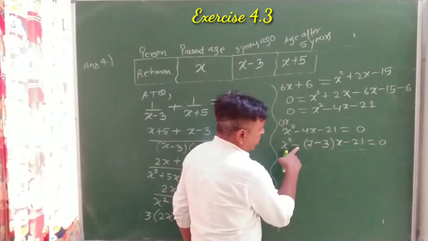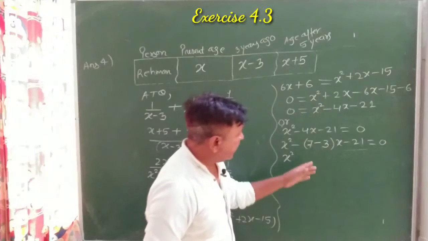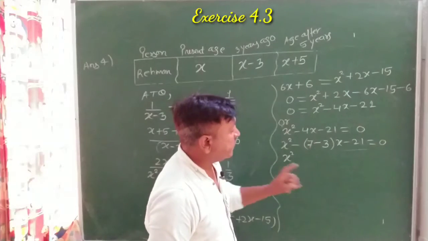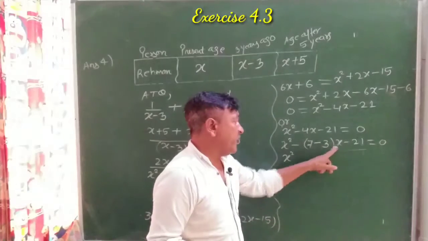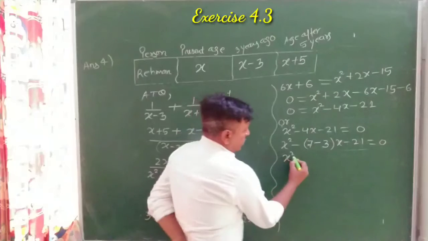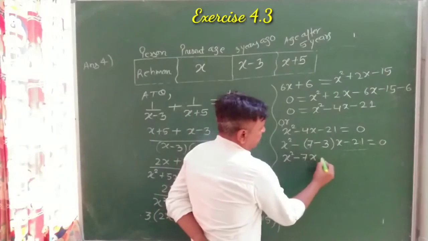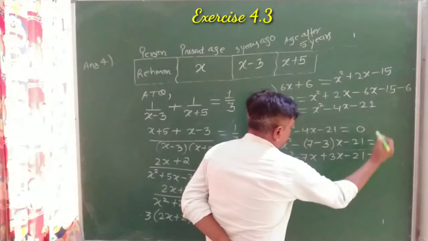X square, here is the minus sign. When the bracket opens, the sign of both the terms will get changed. Second thing, this x will get multiplied with 3 also, with 7 also and 3 also. So it will get minus 7x plus 3x minus 21 is equals to 0.